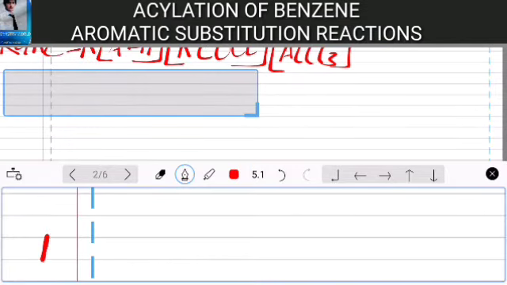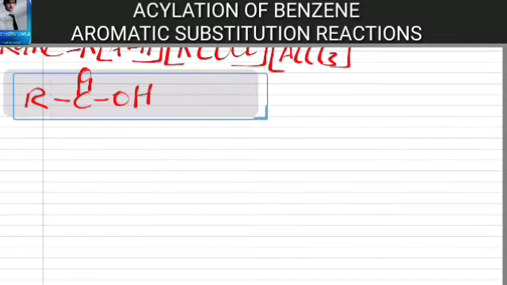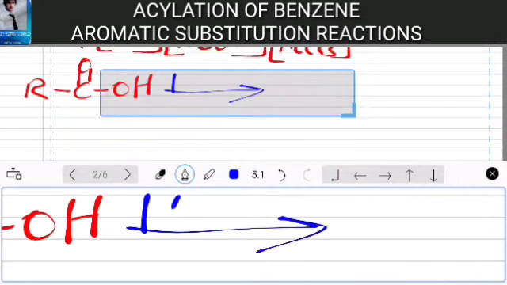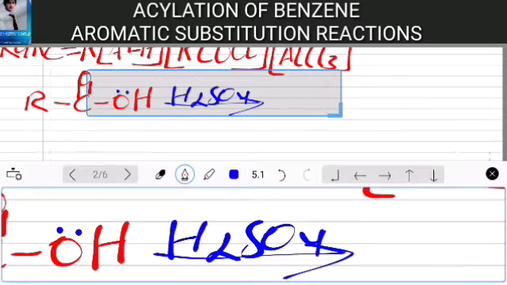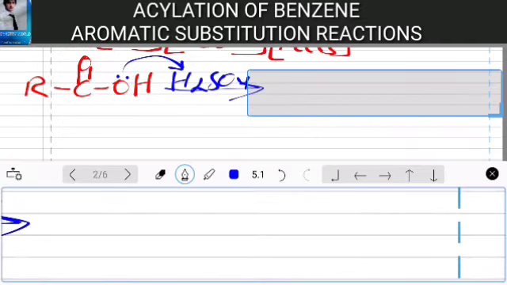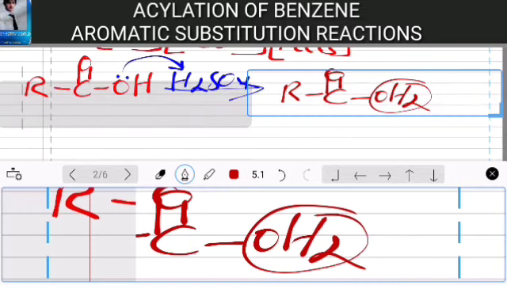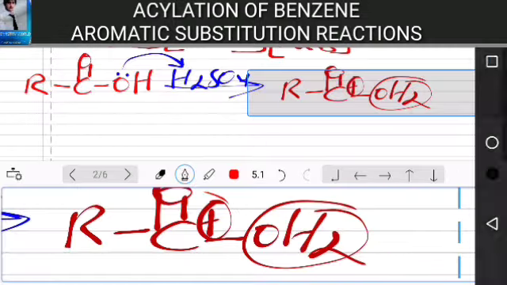We can use other reagents like RC double bond O OH, this carboxylic acid group. We can react it with H2SO4 as a catalyst. If we use RC double bond OOH as a reagent, then we should use acid H2SO4 as a catalyst, and this will become RC double bond O OH2, and this OH2 is released as water, and the positive sign is here. We can get our electrophile in this way.